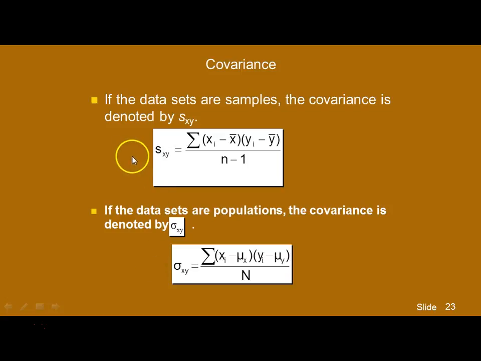If we have two variables, a sample of two variables, we use the notation SXY to stand for the sample covariance between X and Y. You're going to take the deviations around the X variable multiplied by the corresponding deviations around the Y variable, add them up, divide by n minus 1.